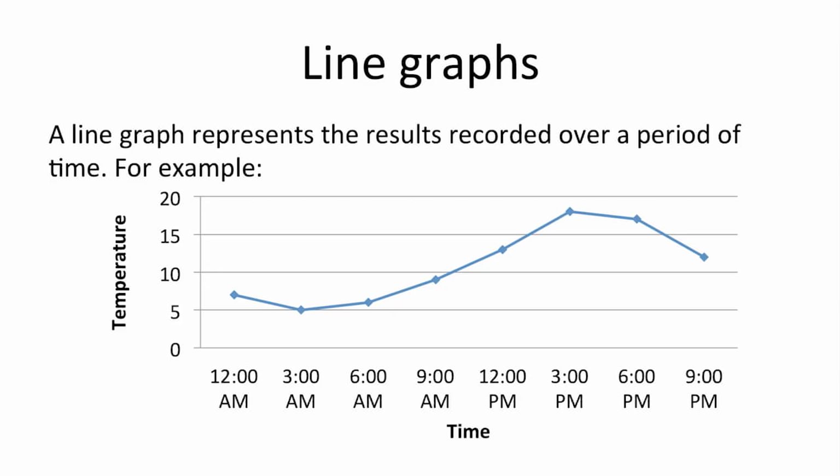The next way of presenting data we're going to look at is line graphs. Now, they're usually representative of the results that have been recorded over a period of time. So for example, in this line graph, you can see we've recorded the temperature over a period from 12 AM to 9 PM. And what the line graph does is it shows us the rise and fall of that temperature over time. The next one we're going to look at is histograms.